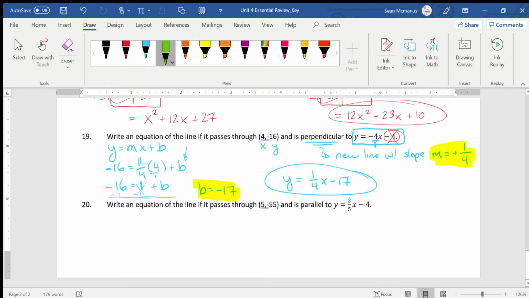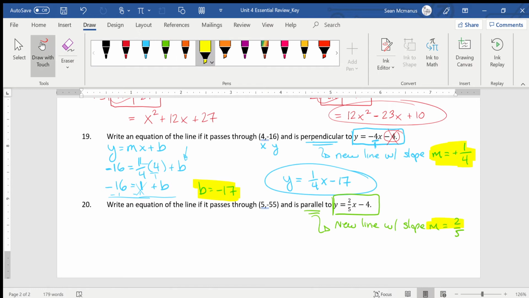All right, last one. Very exciting. Okay, so write an equation of a line that passes through the point 5, negative 55, and is parallel to the given line, y equals 2 over 5x minus 4. So we're given a line, and we want to find the equation of a new line with the slope, right? For a parallel line, the slope is going to be the same. So here, the slope is going to be exactly the same. Right? So we're going to need this later.